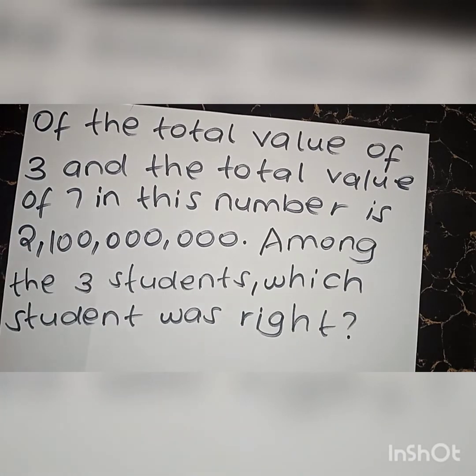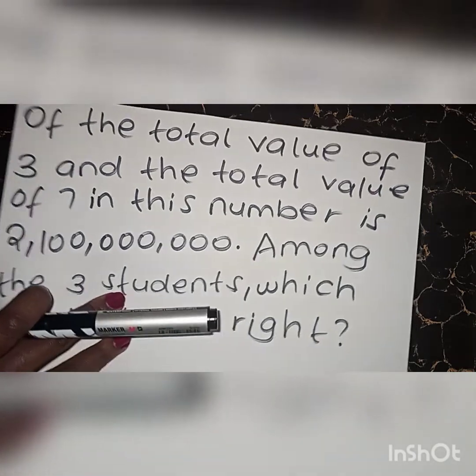So among the 3 students, which student was right? Here in this question, we are basically being asked to find the total value of 6, 7, and 3. And how do we do that? All you need to remember is that the total value is derived by multiplying the digit and the place value. So that means here we need to find the total value of 6, 7, and 3.